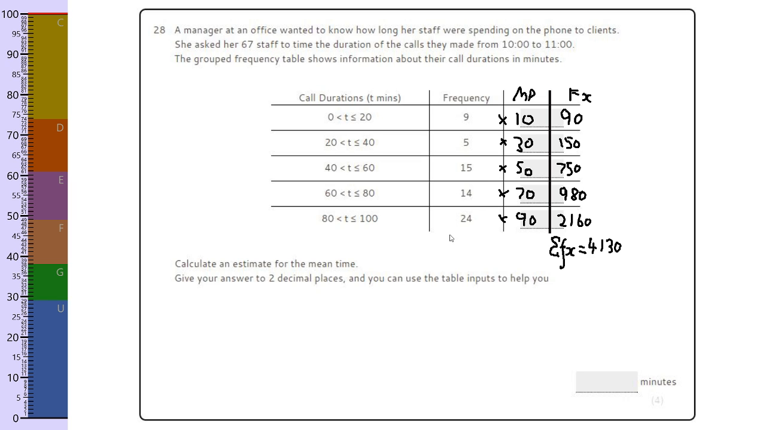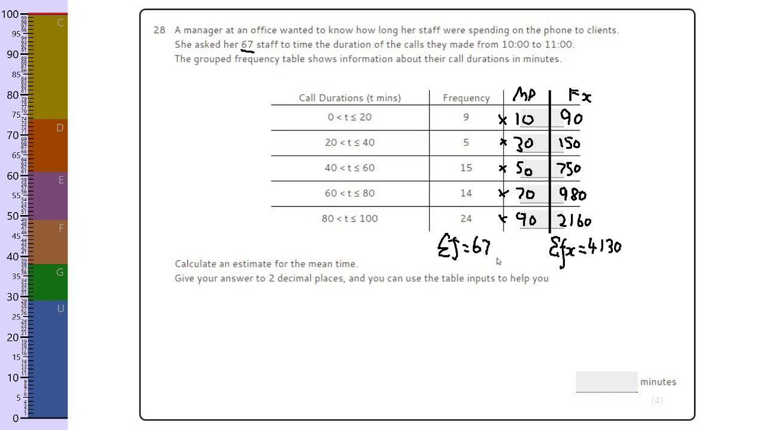So there's 2 ways of doing this. You can do sum of f, which is these added together, so 9 plus 5 plus 15 plus 14 plus 24 equals 67. Now you might wonder why I said there's 2 ways of doing that. Reading the question is the second way. Already told you there was 67.